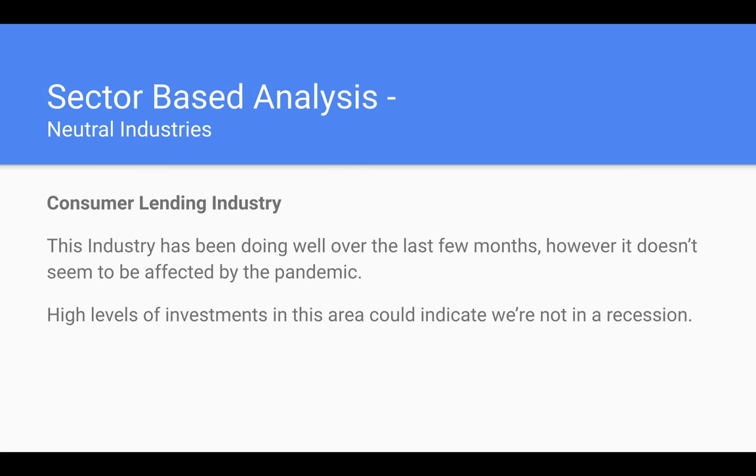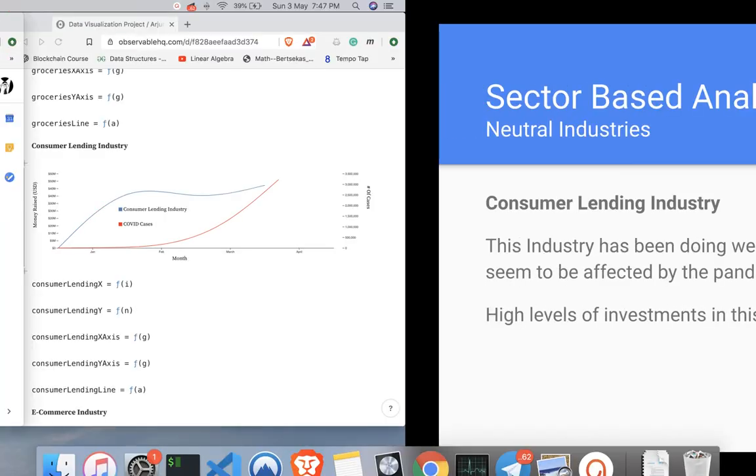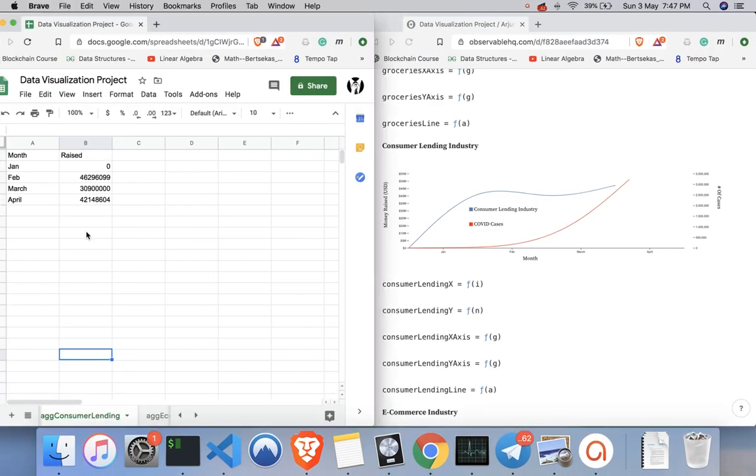Next, we'll take a look at the consumer lending industry. This includes things like car loans, home loans, and even personal loans. So the first interesting thing looking at this is that during the month of Jan of 2020, there were literally zero investments put into this industry. However, afterwards, it seems to have made a sizable comeback, and it's been operating at roughly 50 million from then.